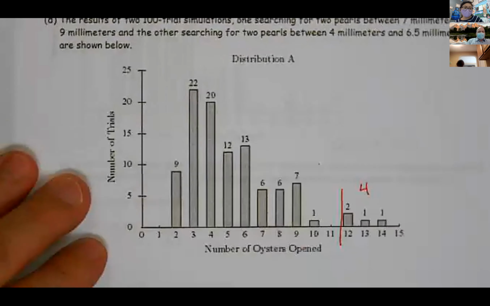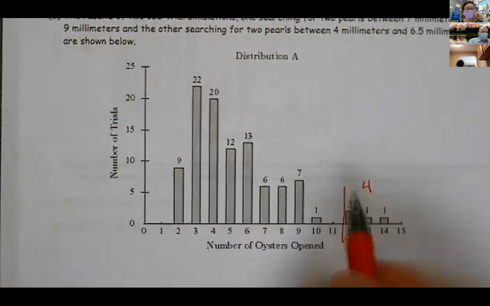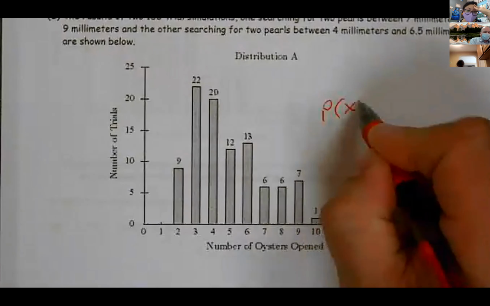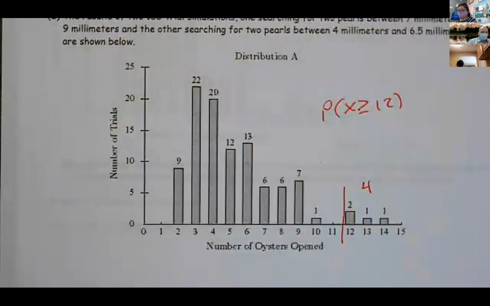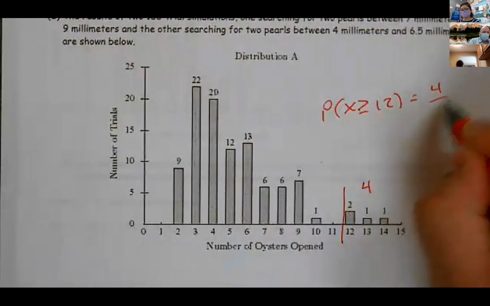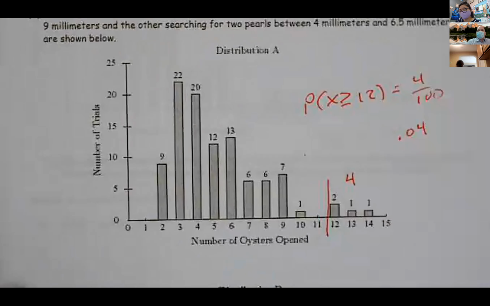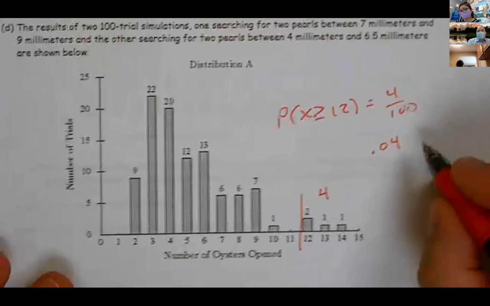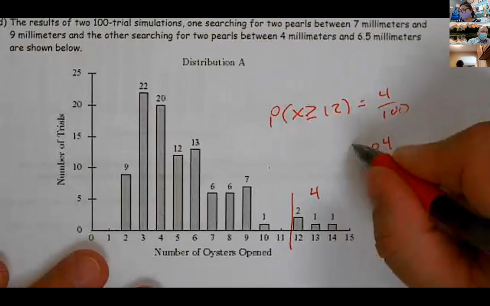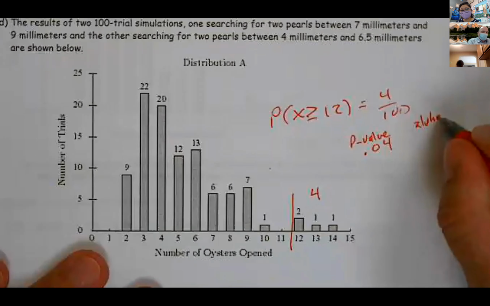And they gave you this graph. And so they go, okay, here's the simulation we ran. Based on your simulation, what's the p-value? Well, more than 12, if I want the probability that X is greater than or equal to 12, I'm gonna go, well, here's 12. So 2, 1, 1. So that equals 4 out of 100. So my p-value in this case would be 0.04. And if they asked me, is this statistically significant? Well, I could put a p-value here, say an alpha of 0.05.